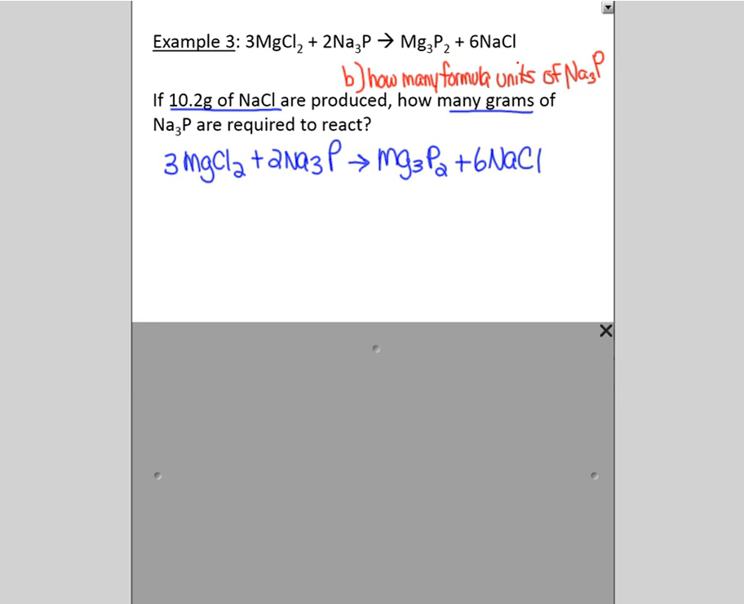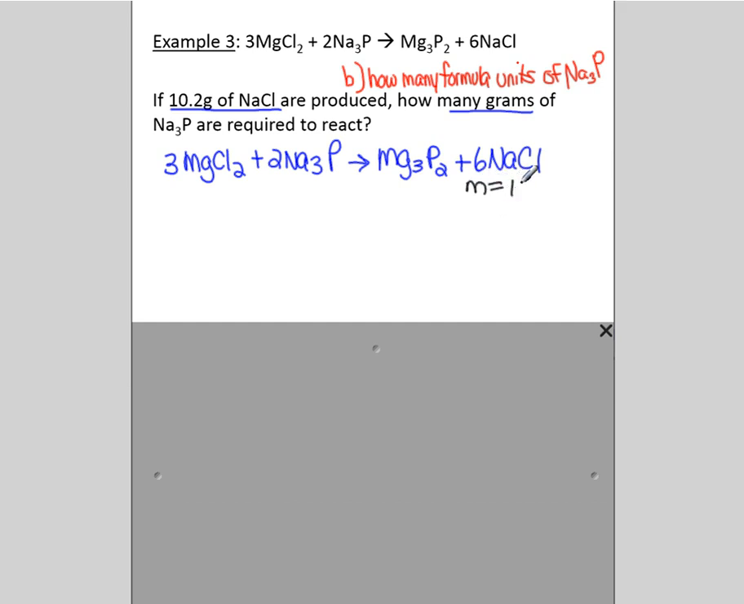So in this question, it says you have 10.2 grams of sodium chloride produced. How many grams of sodium phosphide are required to react? This question's a little bit different. It's flipped around. Here you're given an amount for your product and it says, well, how much reactant would you need to get that amount? But it doesn't change anything for what we're doing. So let's write down what we have and then we'll write out the steps and I'm going to let you try.